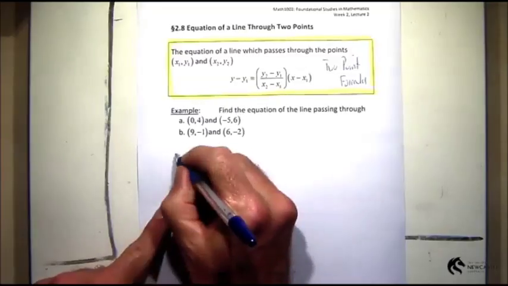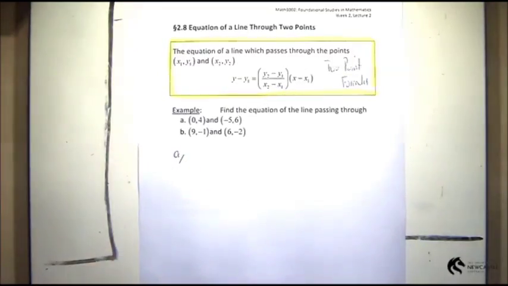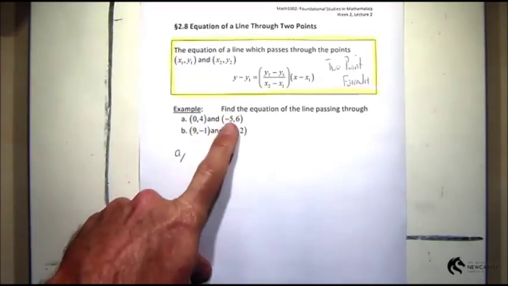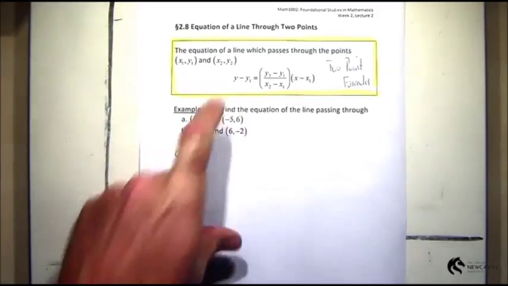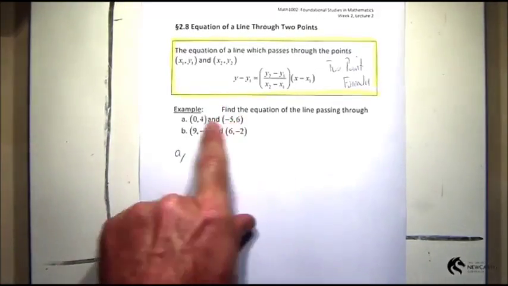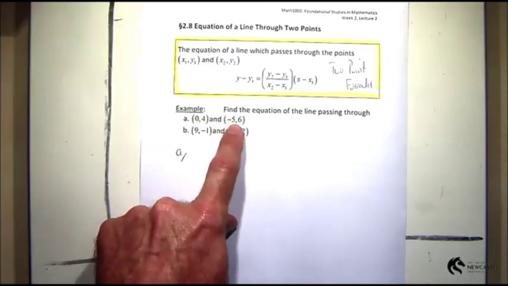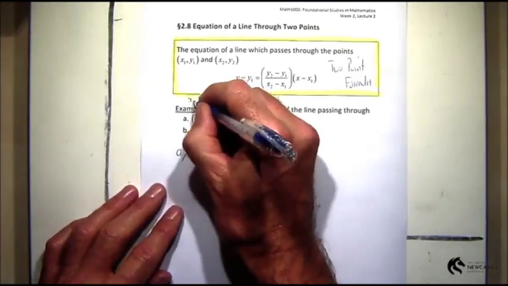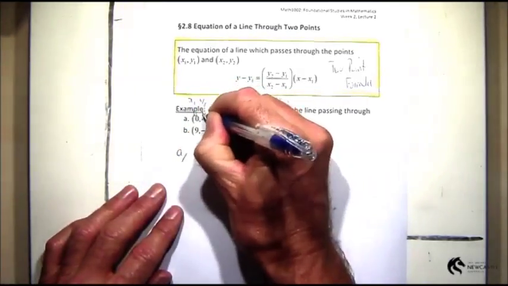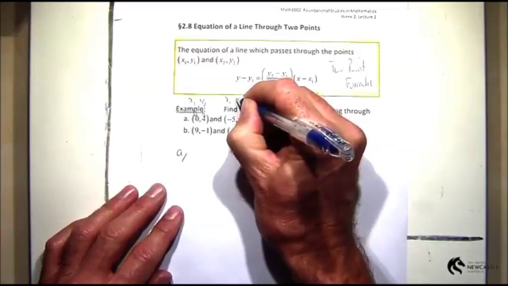So let's do it. It says, given that the line passes through (0, 4) and (-5, 6), determine the equation of the line. I'm going to use this formula here. It doesn't matter which one of these you call x1, y1 and x2, y2. Either way will work. So for me, I'm going to call this one x1 and y1, and this one x2 and y2.